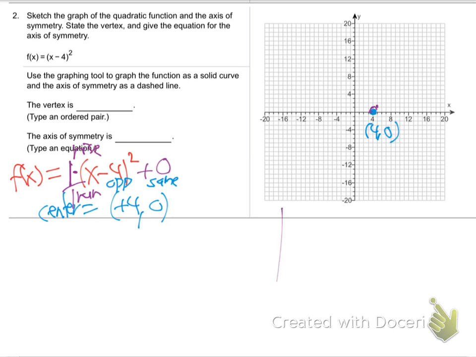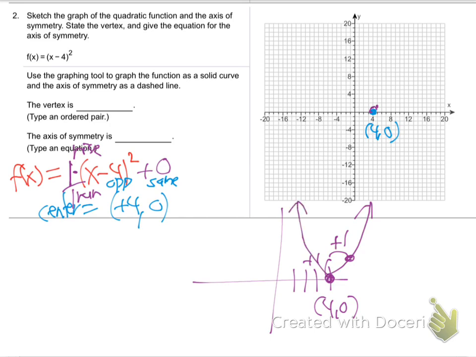I don't know if you can see. I'm going to make it over here. There's not much room there. Over 4, up 0, then go up 1 over 1, up 1 over 1, and let the U shape go through that dot. So it's really tiny here.